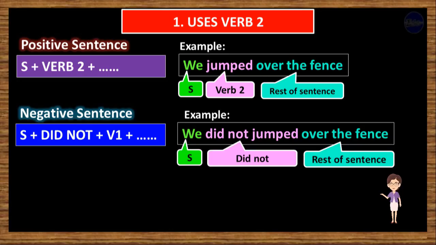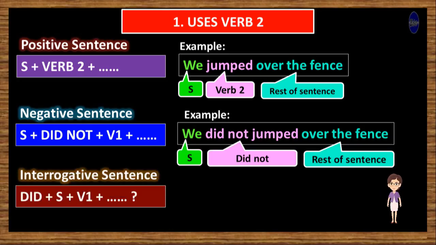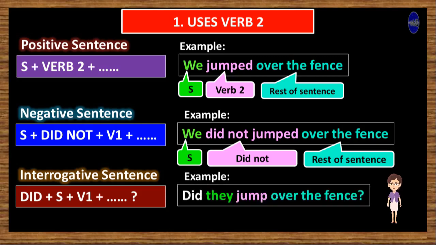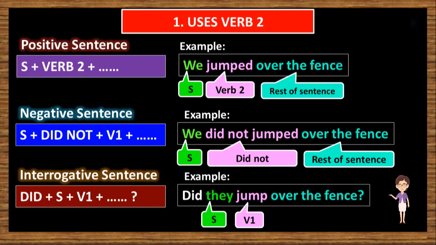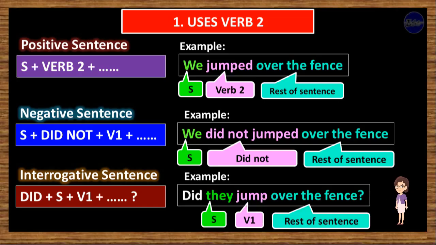And what about if we want to make simple past tense in the form of interrogative? Here is its formula. Did, plus, subject, plus, verb 1, plus, the rest of the sentence, and signed by question mark. For example, did they jump over the fence? In this sentence, the subject is they. Jump is verb 1. And again, over the fence is just additional information, or the rest of the sentence.